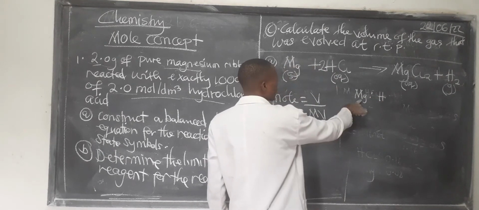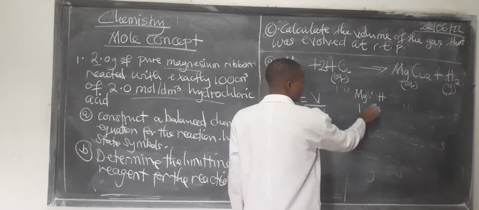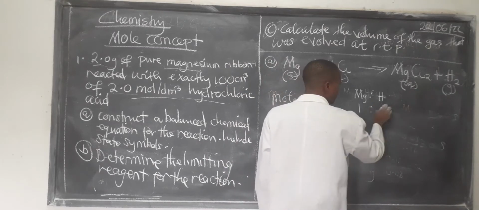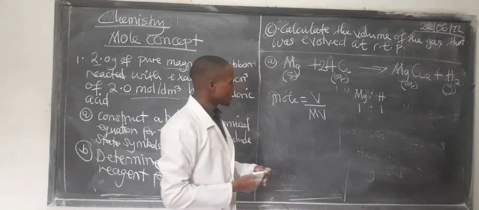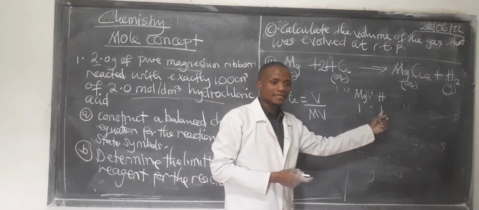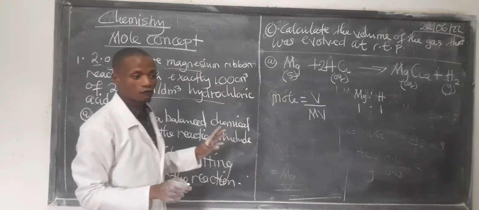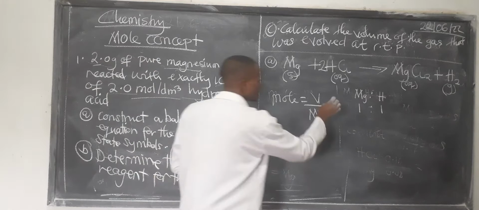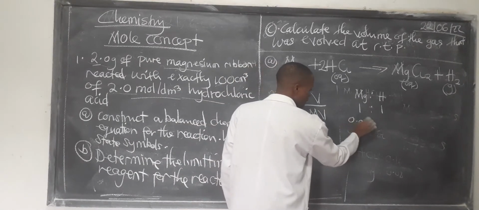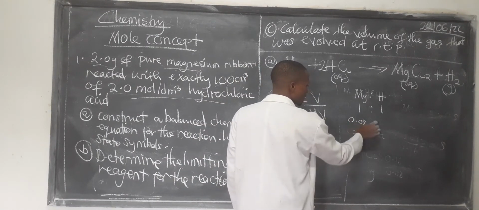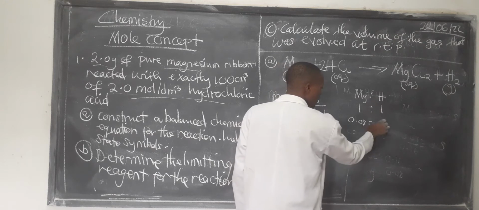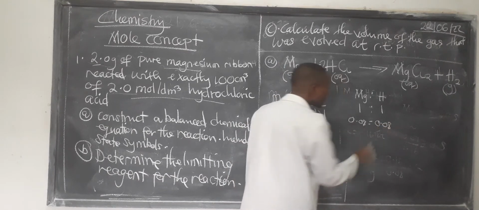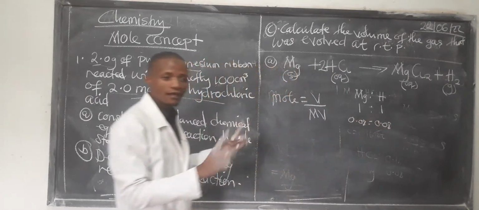Now get the number in front of magnesium, which is 1, and the number in front of hydrogen gas, which is also 1. When the numbers in front are the same, it means they have the same number of moles. For magnesium, the number of moles we found is 0.08. If you cross multiply, even for hydrogen it will give you 0.08. So when the numbers in front are the same, they have the same number of moles.